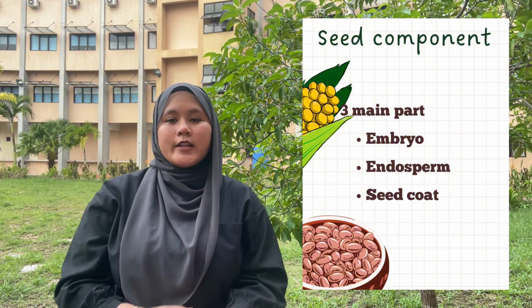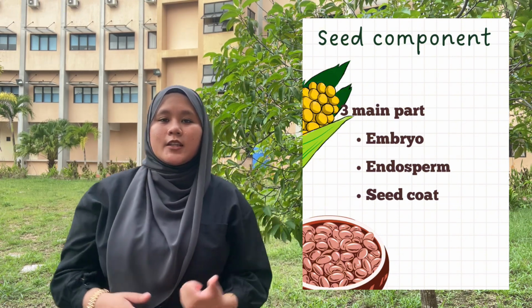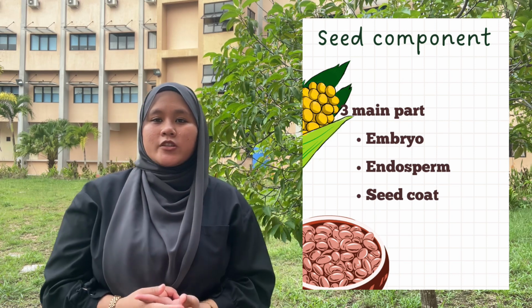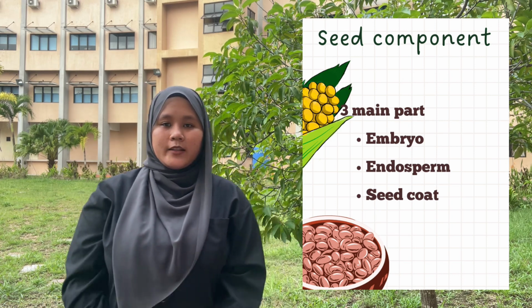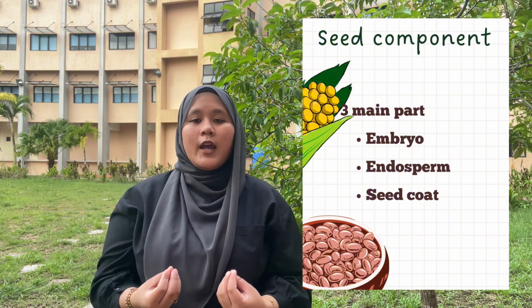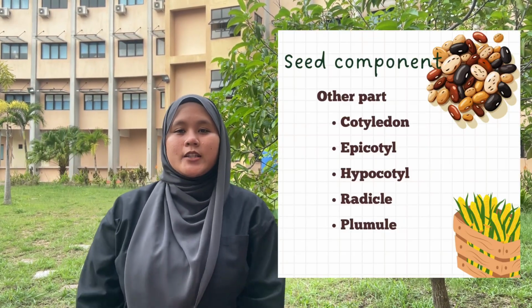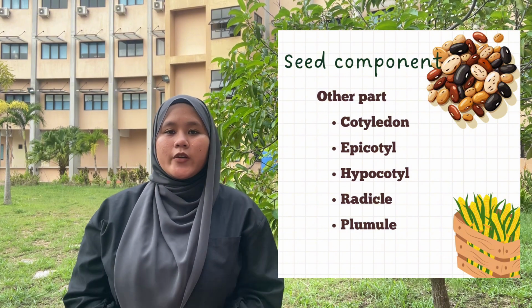To solidify our understanding of this anatomical structure, let's look at the summary on slide 4, which divides seed parts into three main parts and other supporting parts. The three core components you must remember are: firstly is the embryo. It's the living structure that develops into the mature plant. Second part is the endosperm, the high energy food storage tissue, and lastly is the seed coat, the outer protective layer.